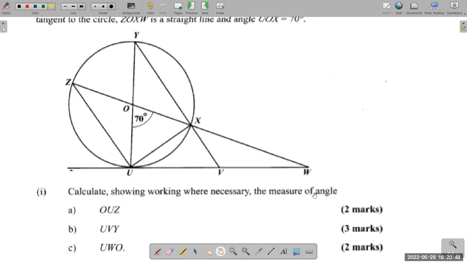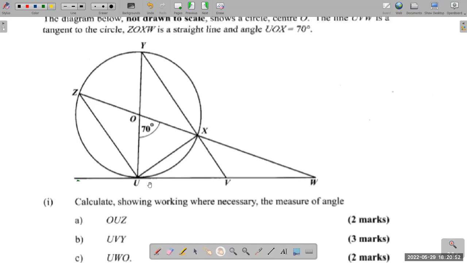Calculate, showing your working when necessary, the measure of angle OUZ. There we go. OU, where's Z? Z. Look at that. Look at what it starts off with. Let me highlight it. OUZ. But we don't do that already, right or wrong? Because what do we know? Which one are we going to use? You see how we did this side? We just do the opposite side.